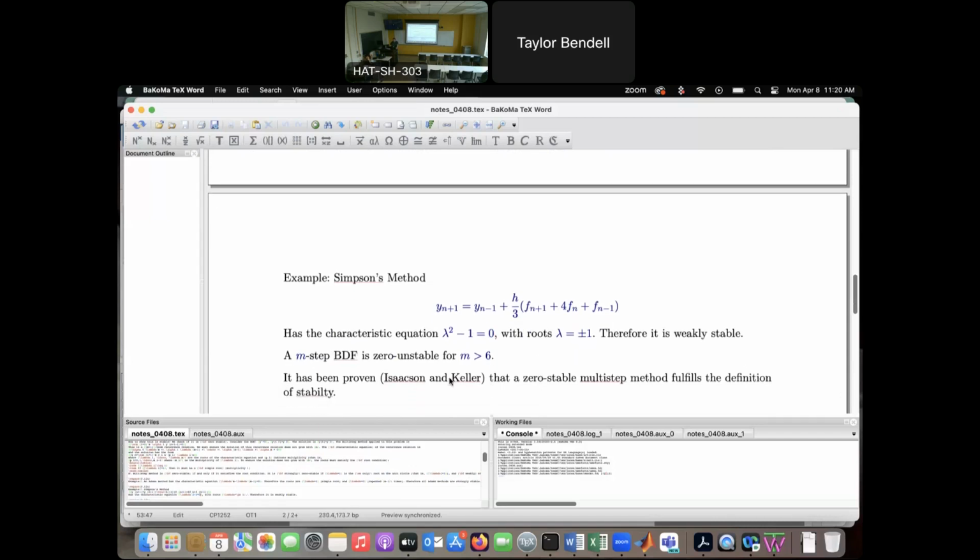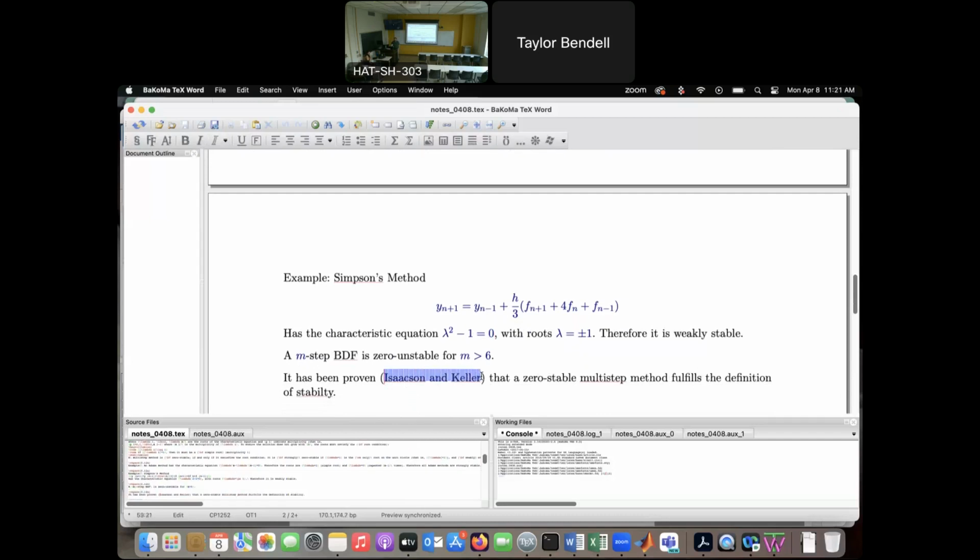So I mentioned here that if a multi-step method is zero stable, then it fulfills the definition of stability that was given last class. And I want to mention this text, Isaacson and Keller, this old text from the 60s. It really tells the whole story in terms of, for example, proving that if a multi-step method satisfies the root condition, it is stable in that sense. That zero stability does imply general stability. So this is a great book for filling in the blanks.